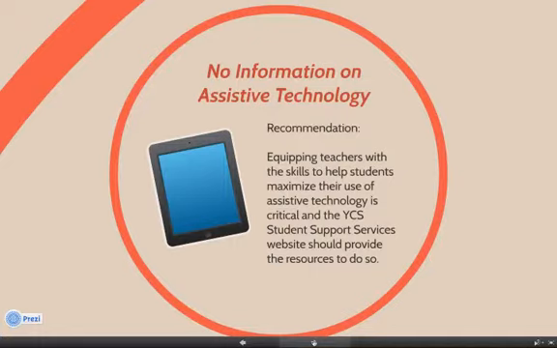Our recommendation? Equipping teachers with the skills to help students maximize their use of assistive technology is critical, and the YCS Student Support Services website should provide the resources to do so.